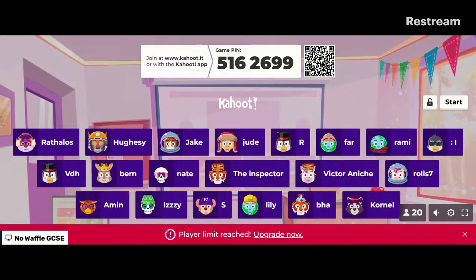Give me a second, everyone. My computer's about to explode from so many different Kahoot games. I have literally got 36 tabs open.